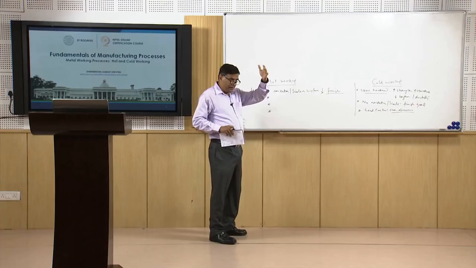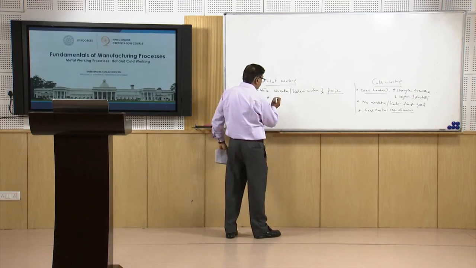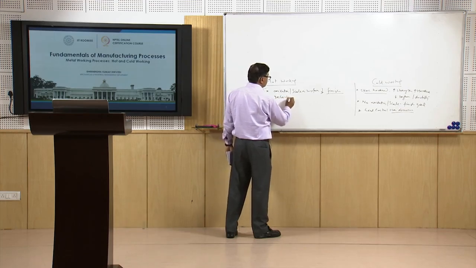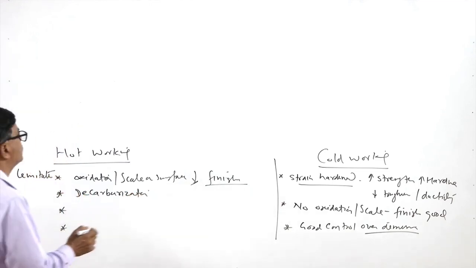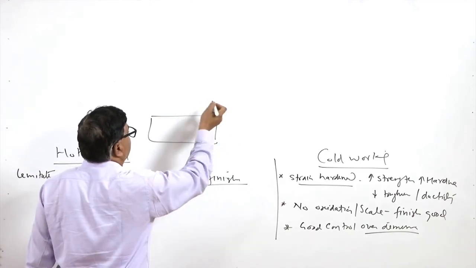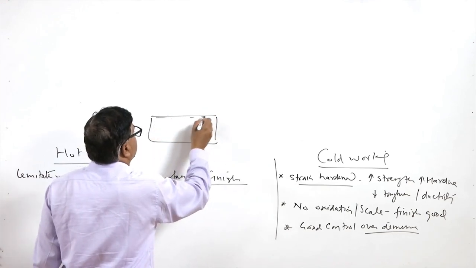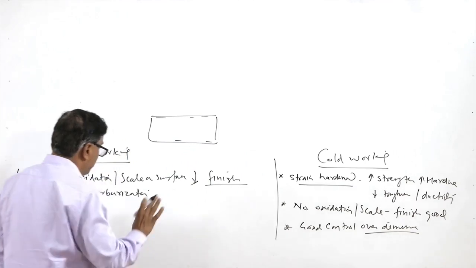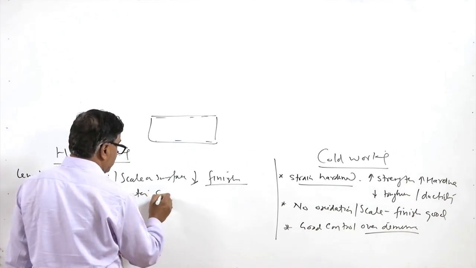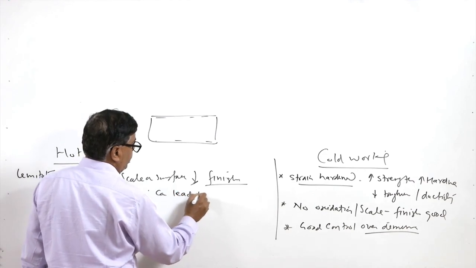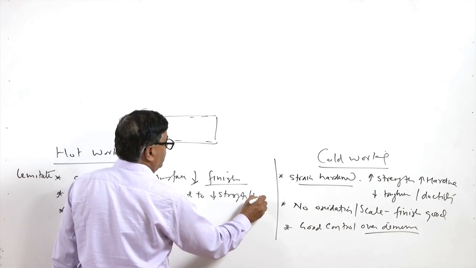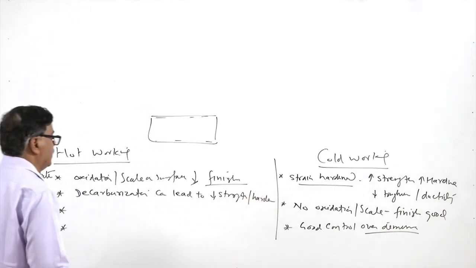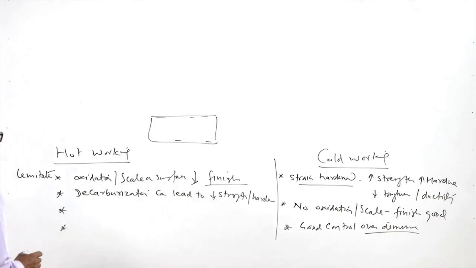Sometimes heating to the high temperature during the hot working also leads to the decarburization, which means the loss of the carbon from the surface of the steels. So, if this steel is hot worked at a high temperature, the loss of carbon from the near surface layers can lead to the loss of the strength. So, the decarburization can lead to the reduction in strength and the hardness, the loss of the mechanical properties.